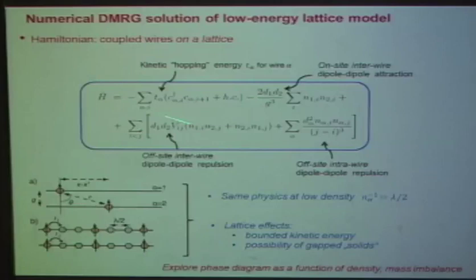We expect that this Hamiltonian gives the same physics as the other Hamiltonian as long as the density of the particles is much smaller than the lattice spacing. So when the lattice spacing becomes a discretization, and you have one particle every few lattice sites, then the low energy physics should be the same. The lattice effects will come from the fact that you have a bounded kinetic energy, and so you have some qualitative or quantitative differences in your phase diagram, and also possibly different solids.